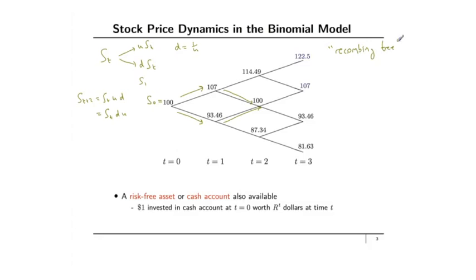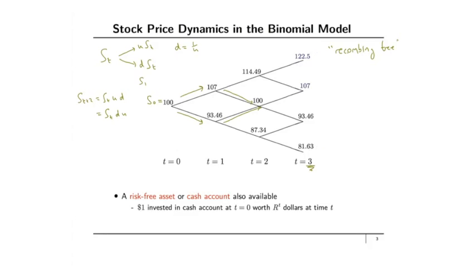Okay, so this is the binomial for the stock price. In any period it goes up or it goes down. We've got a 3-period model here. So if the stock price goes up in every period, it ends up with a value of 122.5. If it goes down in every period, it ends up with a value of 81.63.